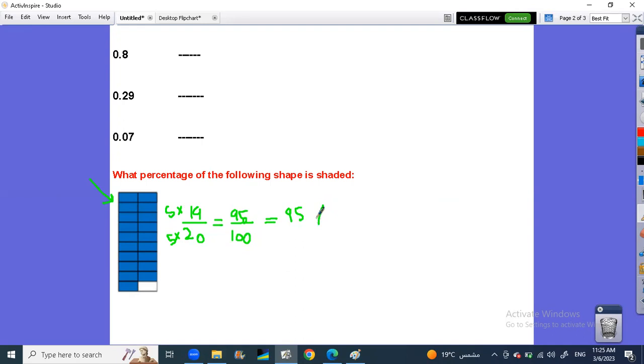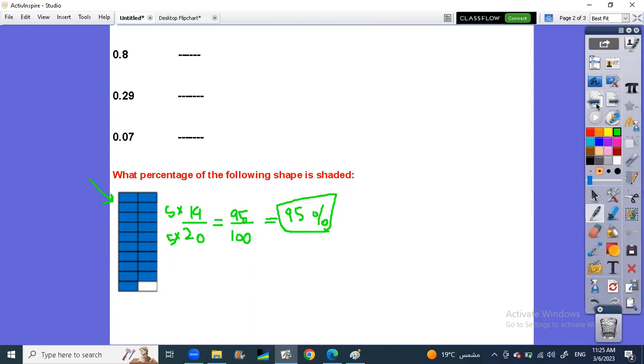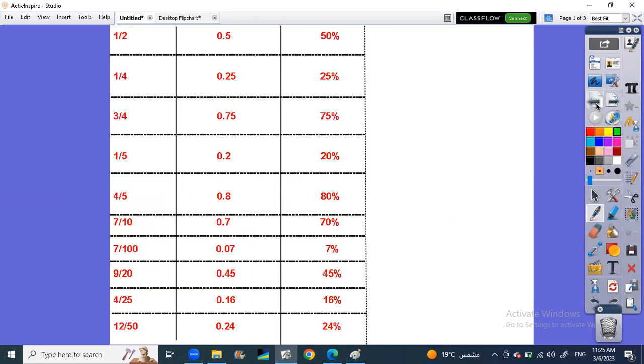So make sure if they ask you what percentage of a specific shape is shaded, you convert the shaded parts into a fraction, then convert the fraction into a percentage by making the denominator 100. And what happens to the denominator in multiplication or division must happen to the numerator. So at the end, we found that it is 95%. Okay, let's continue.